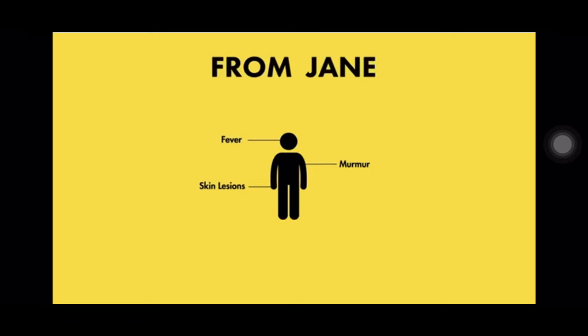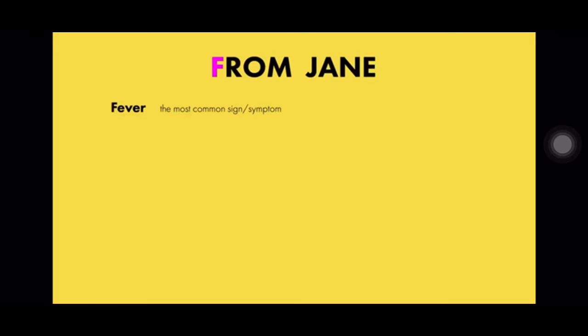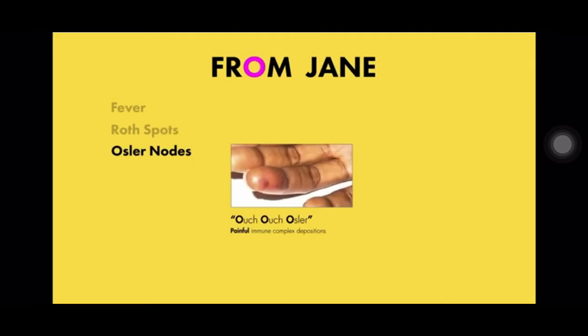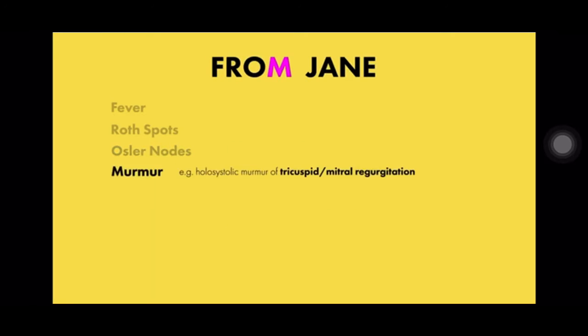People will present commonly with fever. They may have a new murmur, and even cutaneous manifestations on the skin of their hands and feet. A neat way to remember the common signs and symptoms of infective endocarditis is to remember the phrase from Jane, where F stands for fever and is the most common finding. R stands for Roth spots, which are these white lesions surrounded by hemorrhage on a fundoscopic exam. O stands for Osler nodes, which are these painful immune complex depositions on the pads of their fingers or toes. M stands for a new cardiac murmur.